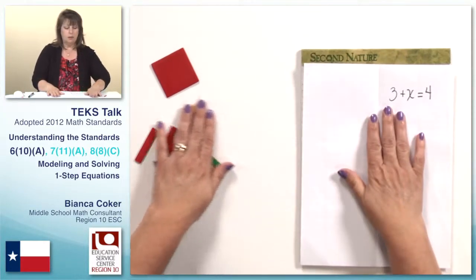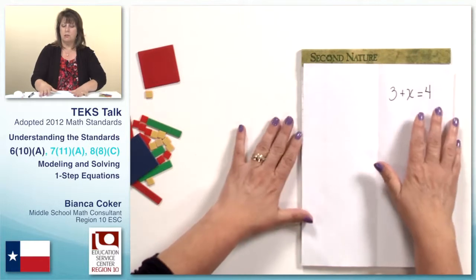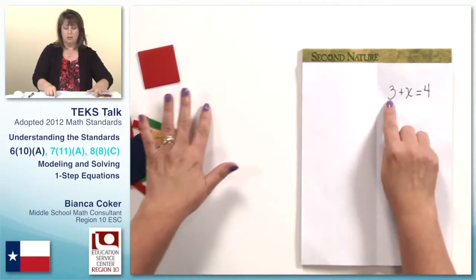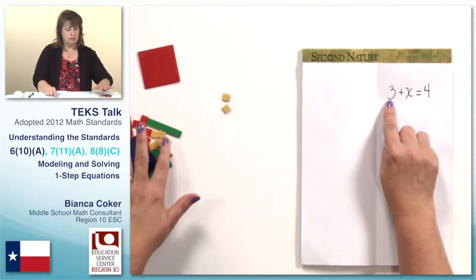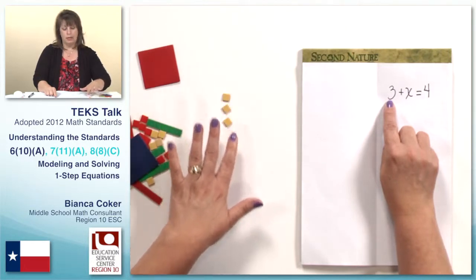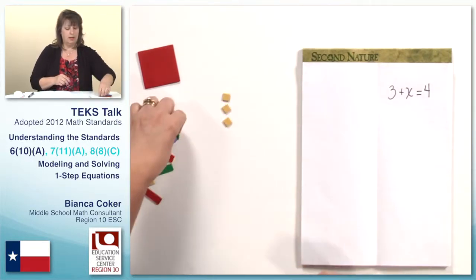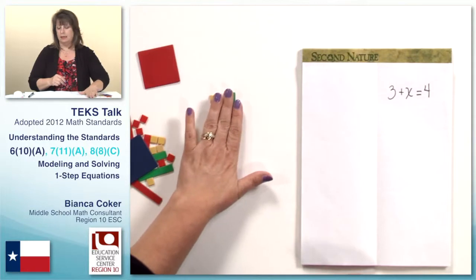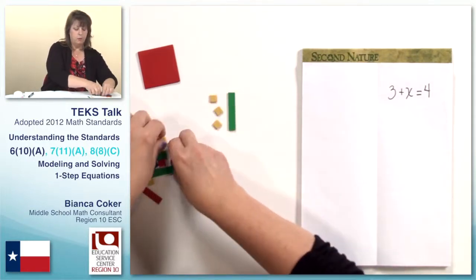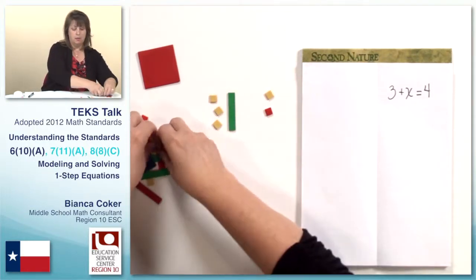And now what we do is we have to figure out how with our algebra tiles to model this equation. So that 3, remember our little ones? Those represent 1 each, so I need 3 of them. And then the bar represents x. And then we need 4 little ones on the other side of the equation.